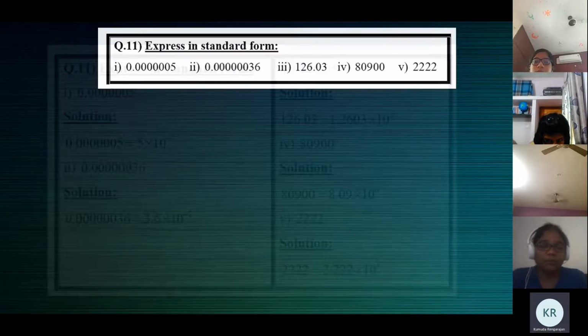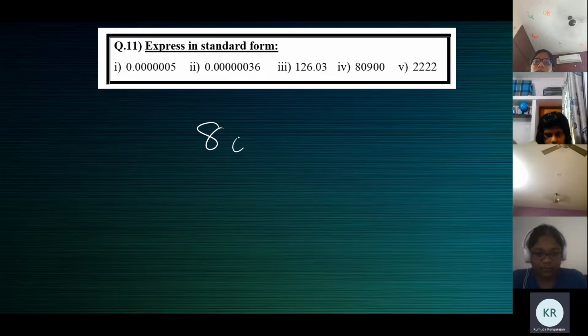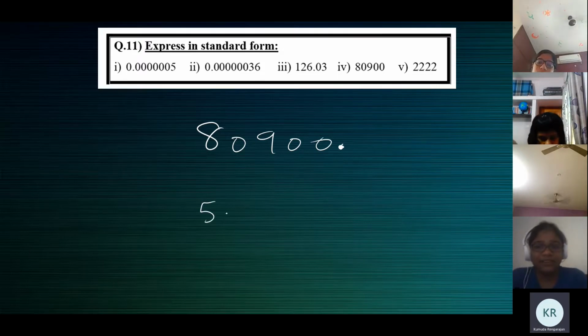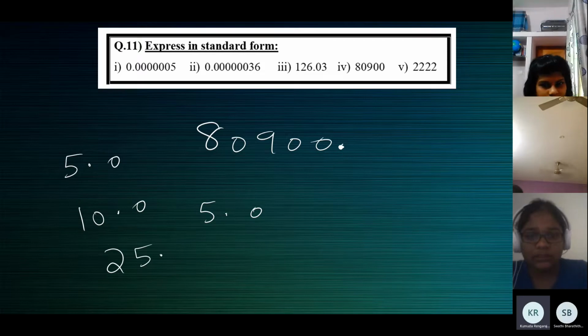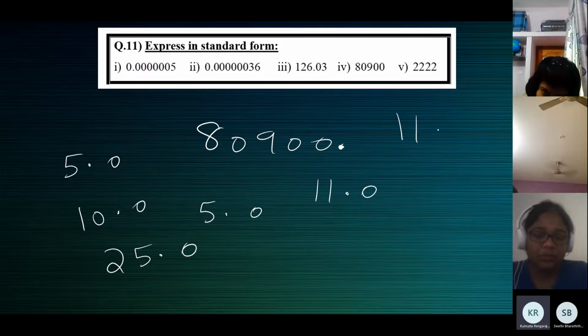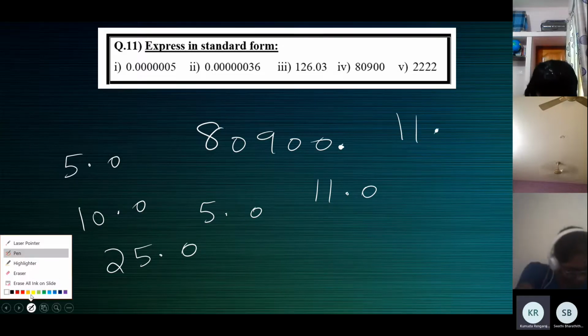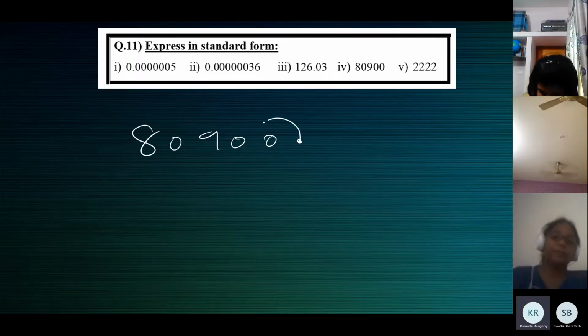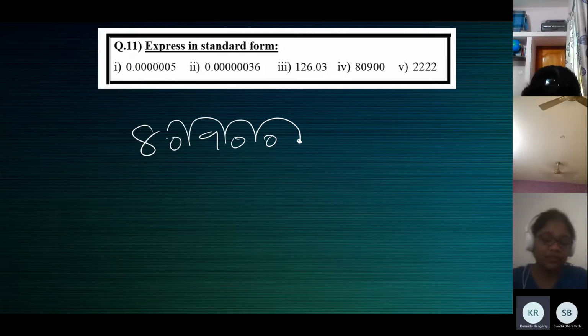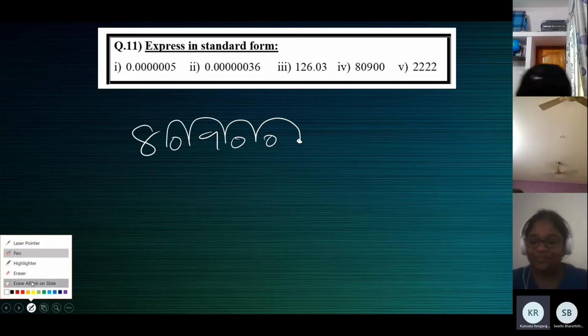I should tell you this. When you don't see the decimal point at all, in this number, where is the decimal point? There is no decimal point. That means it is here, at the end of the number, not at the beginning. See, 5 means 5.0. 10 means 10.0. 25 means 25.0. 11 means 11.0. So if it is simply 11, the decimal point is here after the number. So 80900 means the decimal point is here. So you're moving it like this, 1, 2, 3, 4. Understand yourself.